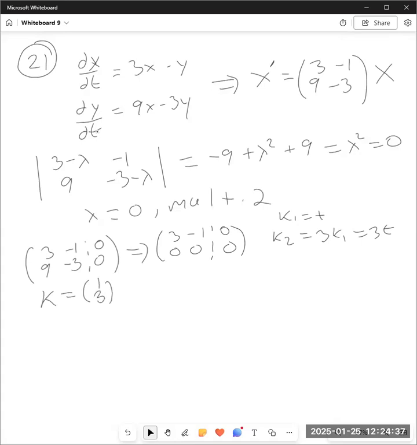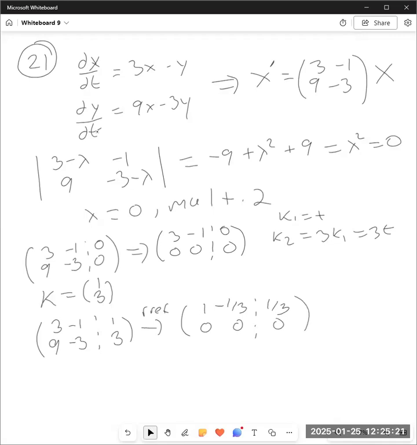Now, because there's a repeated root, I'm going to have to solve this equation again, but instead of putting the 0 matrix on the right-hand side, I'm going to put K on the right-hand side, and this is going to give me a matrix P. So [3, -1; 9, -3], and then I'm going to put (1, 3) over here, and we're going to RREF that, and that gives me [1, -1/3, 1/3; 0, 0, 0].